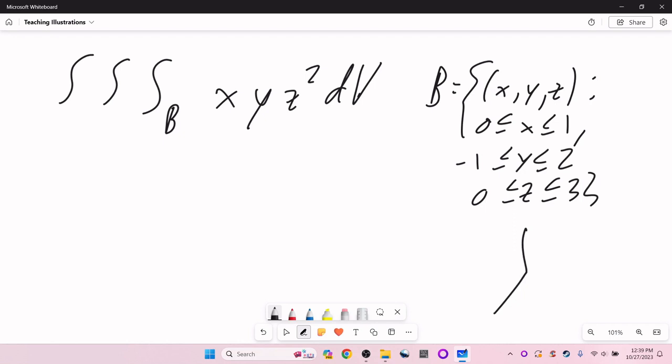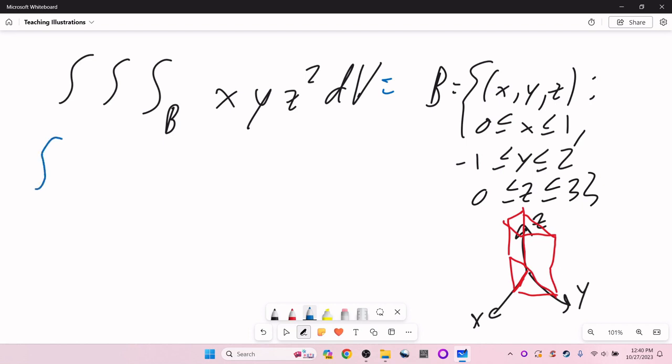You don't have to draw this because it's a pretty straightforward one. They've sort of given you the answer already. But if you did, it would look like what? X would go from 0 to 1. Y would go from negative 1 to 2. And Z would go from 0 to 3. So it would be maybe like this. Something like that. Not the best drawing in the world, but something like that. Maybe put another. Yeah, that looks more like it.